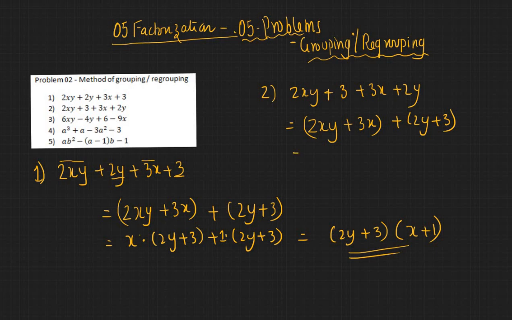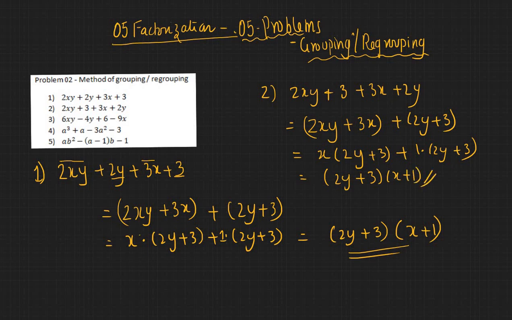So you get exactly the same answer, which is: here you can take x into 2y plus 3, plus 1 into 2y plus 3, and you have 2y plus 3 into x plus 1. So it's the same as the previous one. So pause the video and try to do the next one.